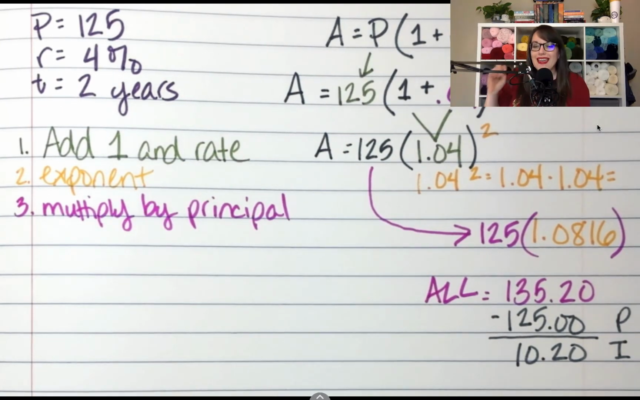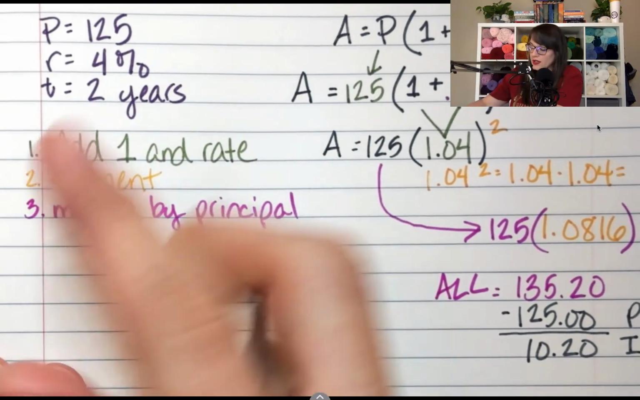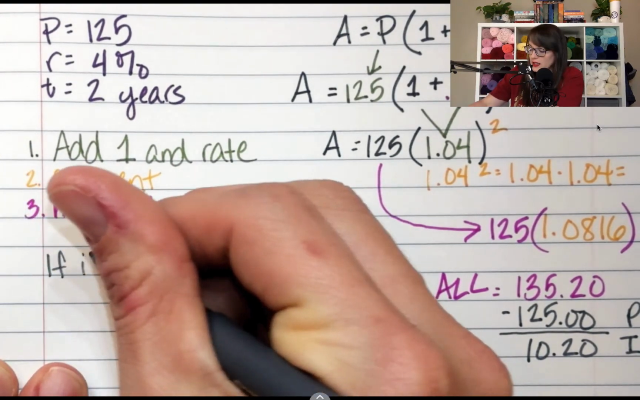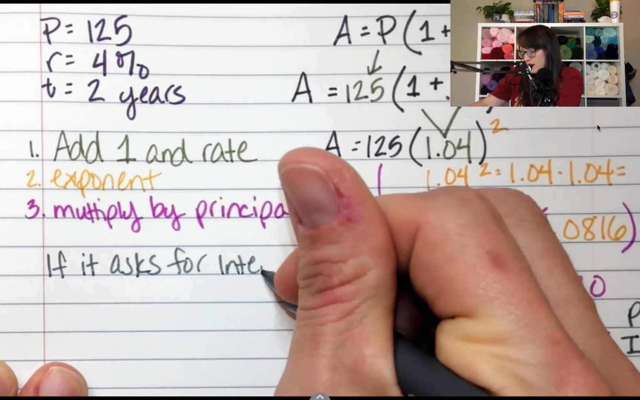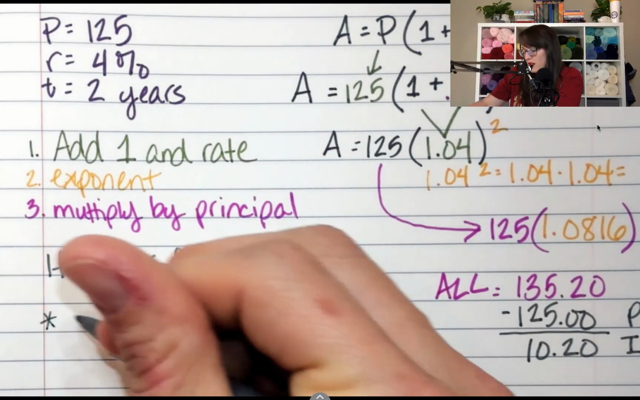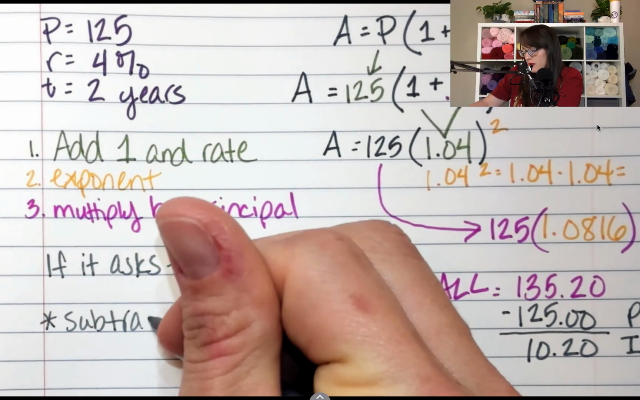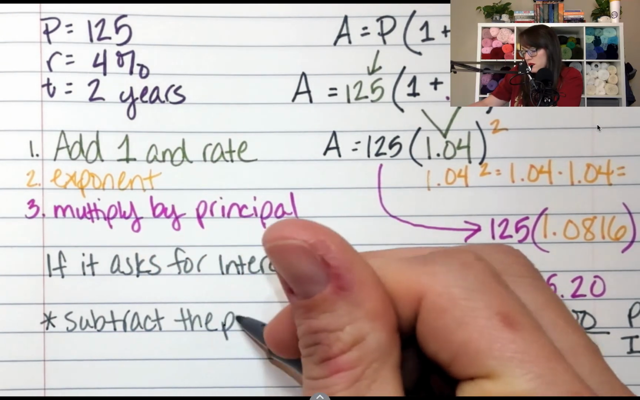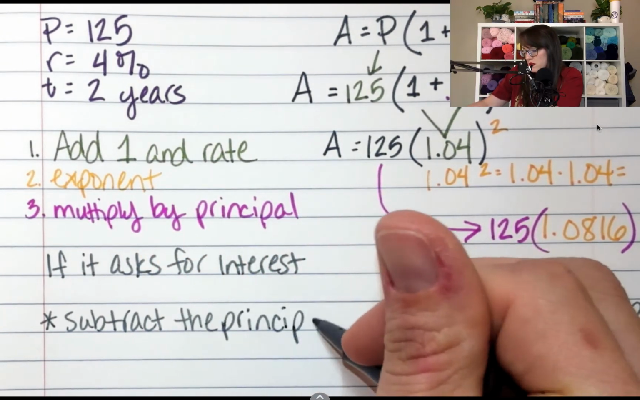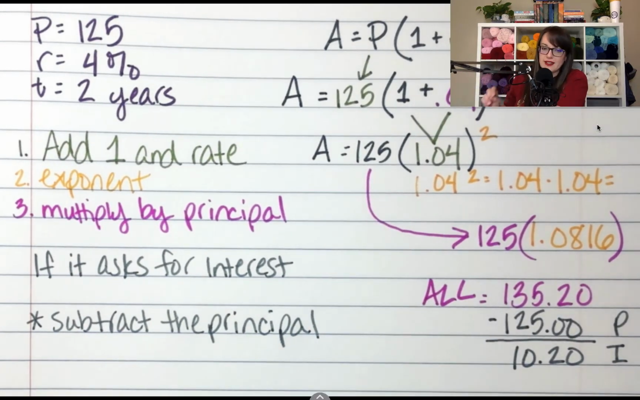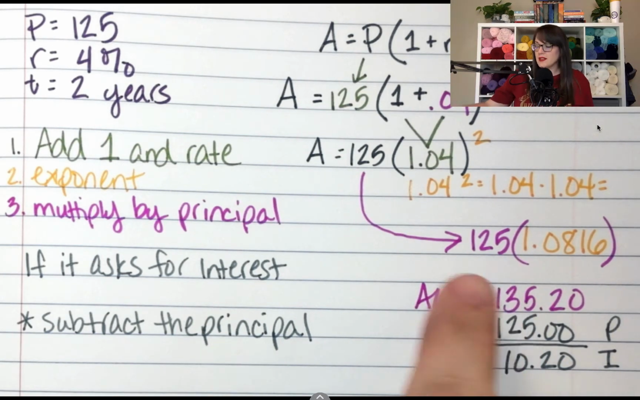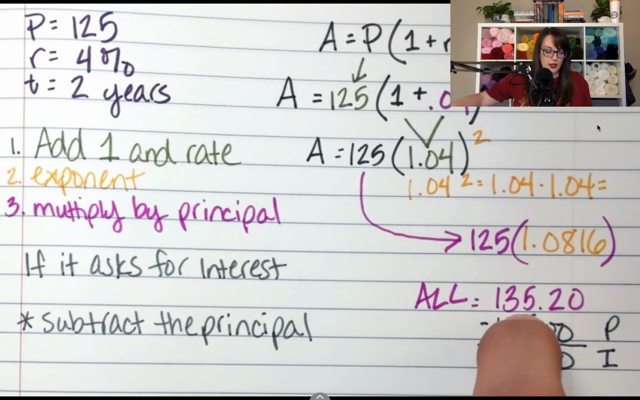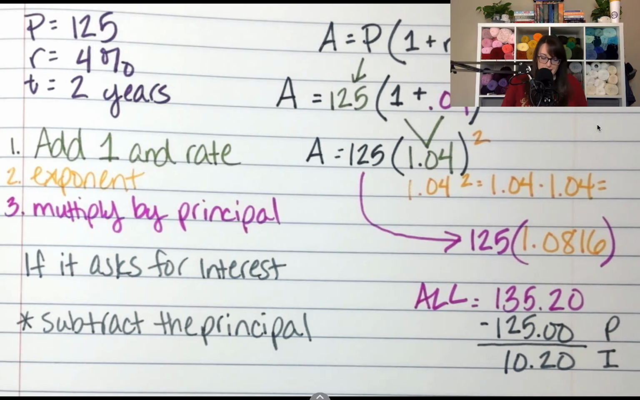10.20. So if it asks for interest, then we subtract the principal. But only if it asks for the interest. If it asks you for the total, that's 135.20. All right. There's another way to do this.